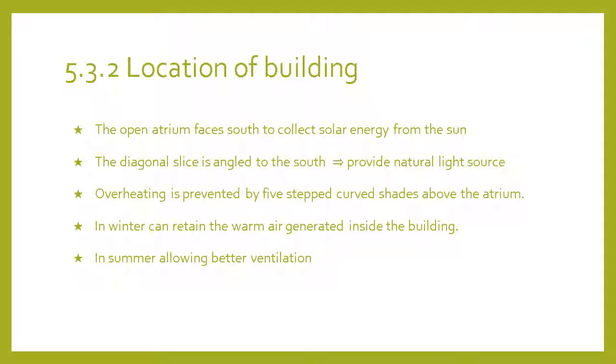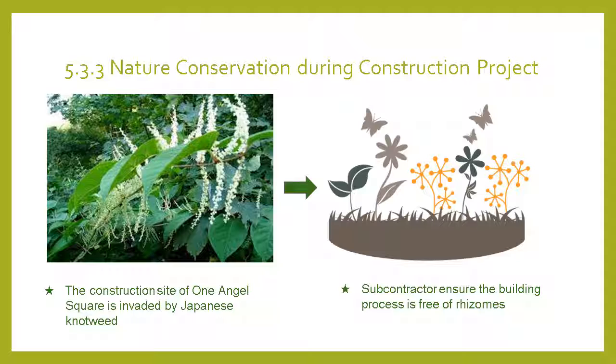Secondly, this building is designed as a passive solar building. The open atrium faces south to collect solar energy from the sun. In the winter, this will be closed in order to retain warm air. The third feature is that the construction site of the One Angel Square is invaded by a Japanese plant. The company decided to work with the subcontractor to ensure the building process is free of rhizomes, so to minimize the spread of these invasive species.